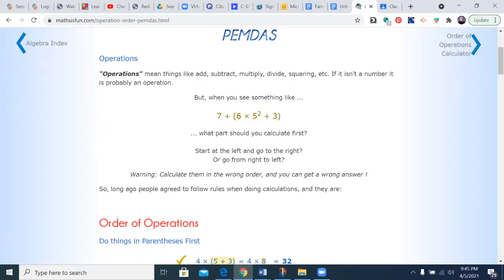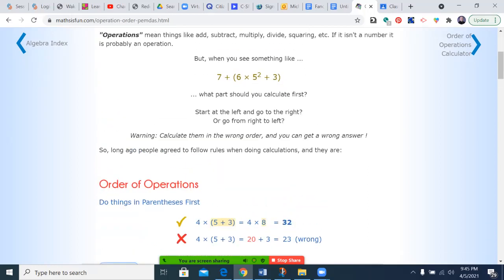So if you saw something like what's posted here, 7 plus 6 times 5 squared plus 3, what do you do first? And let me remind you, the answer isn't go to Facebook, because you will get all kinds of crazy answers I've noticed over the years. But we start by looking at PEMDAS. And the P means parentheses. So we do what's in the parentheses first.